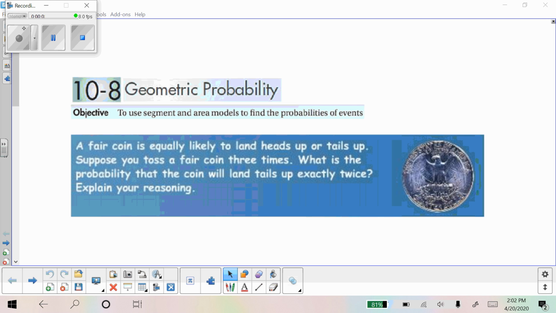It's Mr. Hermanson again. Today we're going to be talking about geometric probability. We're going to use segment and area models, in other words, number lines and areas, like of circles, to find probabilities of events. Just to get you warmed up, why don't you go ahead and see if you can figure out this problem. You can check back and see if your answer is right if you just pause now.